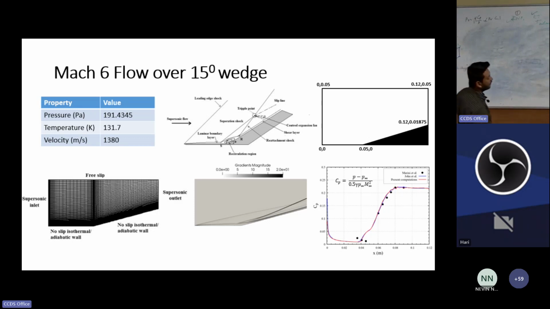The next problem is Mach 6 flow over a 15-degree wedge. So basically, this is a flat plate, and this is the compression corner of 15 degrees. And this is again a wall.